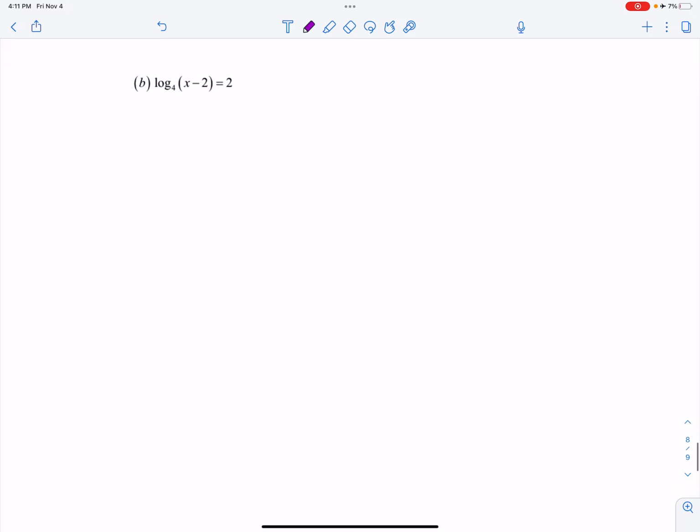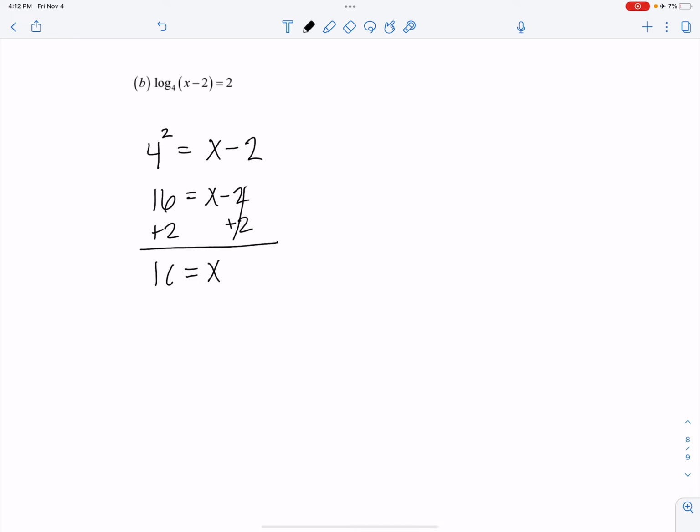Let's do another. This is our last example for today. Log base 4 of x minus 2 equals 2. So let's rewrite. We have a base of 4 raised to the 2 equals x minus 2. Now I'm going to simplify. I know that 4 squared is 16. And now I can solve for that x if I do my inverse operation. x equals 18.